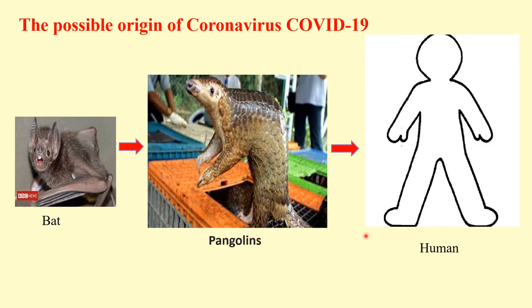Okay, so what is the possible origin of coronavirus COVID-19? How did humans get infected with it? What is thought is that the coronavirus infected the bat, as you see in this slide, and then the virus was transmitted from the bat to another animal, which in China we call the pangolin. Then genetic recombination occurred in the pangolin, and a new virus, coronavirus COVID-19, emerged. And then from the pangolin, a human got infected with coronavirus COVID-19. So this is the possible origin of coronavirus COVID-19.